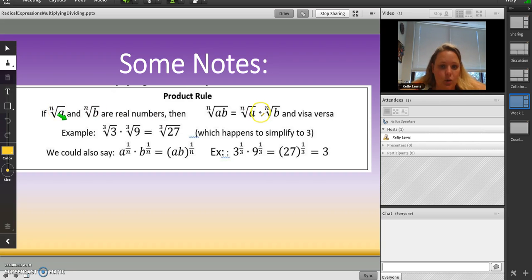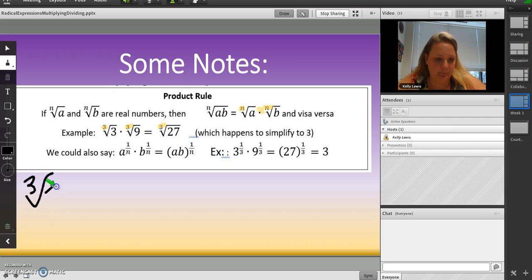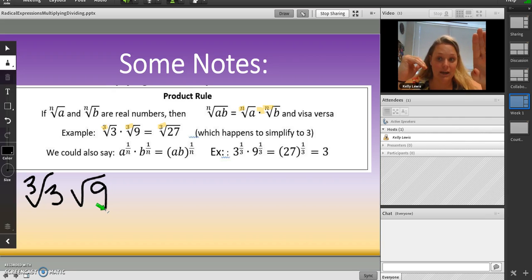Notice that we can multiply them if their index, the number that's right here, is the exact same. So like the cubed root of 3 and the cubed root of 9, we can multiply them together because they're in the same jail. So think of it like if we had the cubed root of 3 and the square root of 9, they can't talk. Like one's in county jail, one's in state jail.